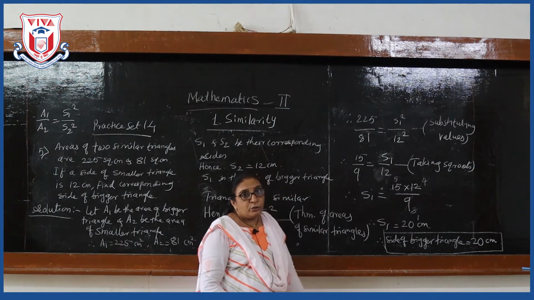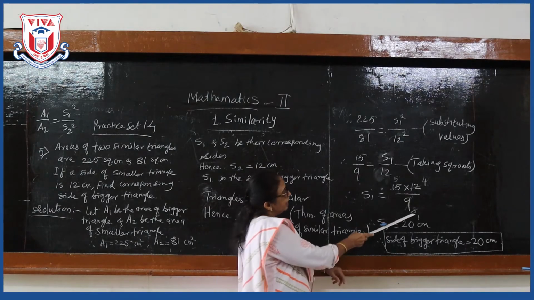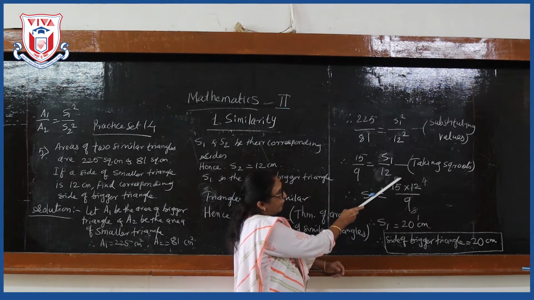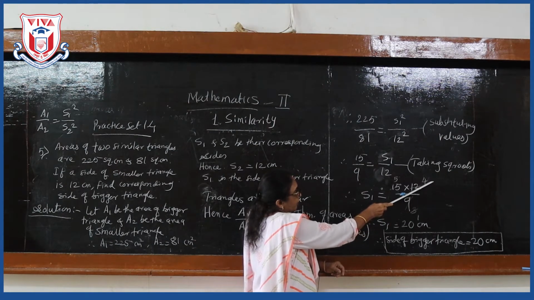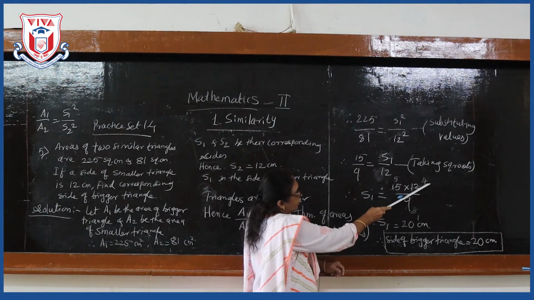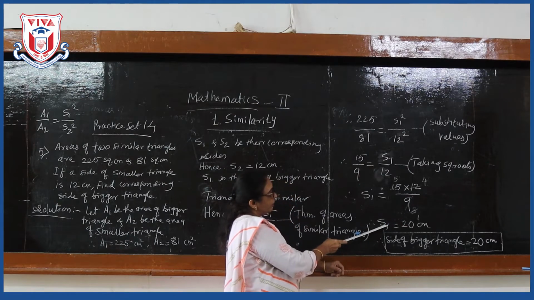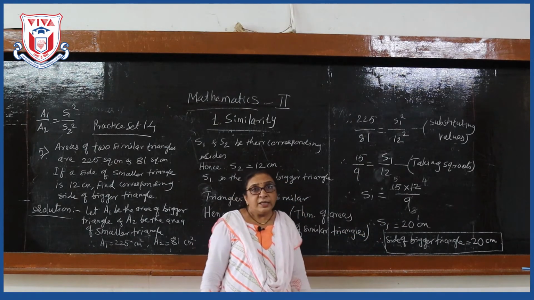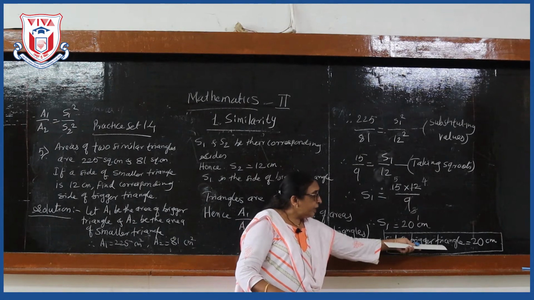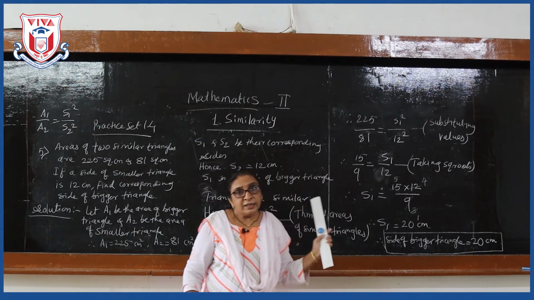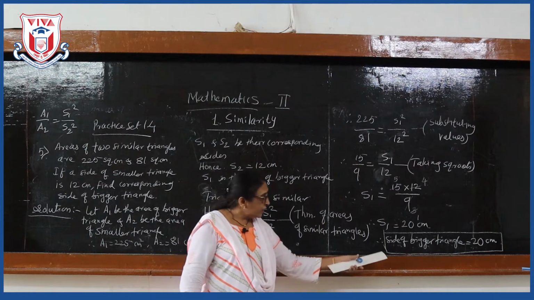Now here you can do the cancellation. 3 3s are 9, 3 5s are 15. Again 3 1s are 3, 3 4s are 12. So you will get 5 into 4 upon 1. That means S1 is 20 centimeter. So the side of the bigger triangle is 20 centimeter. Did you understand?